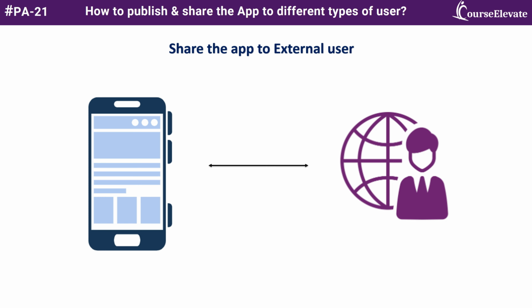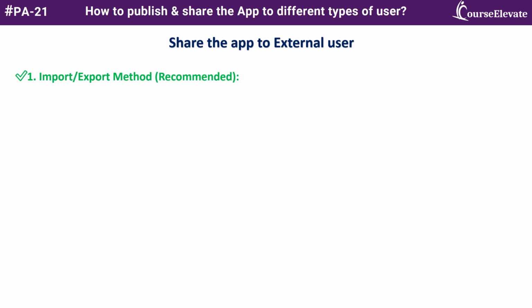Now all the members of this team will automatically get access to this Power App. Sharing the app to the external user. There are two approaches. The first is the import export method, which is recommended. This is the most efficient way to share apps with an external organization. Here is why. First is controlled deployment. You package the app and related flows or connectors and send it as a zip file. Second is clean environment setup. The external organization imports it into their own environment very easily.